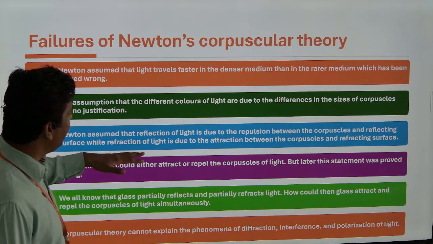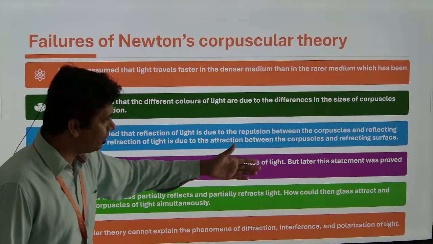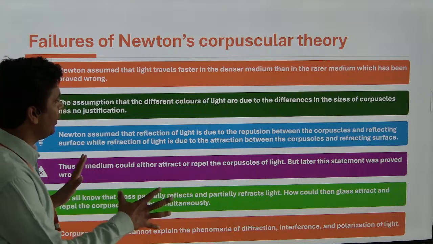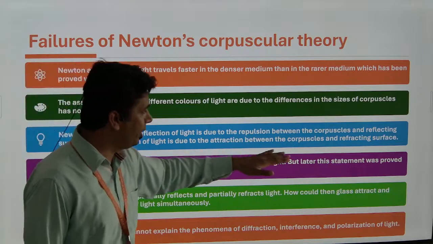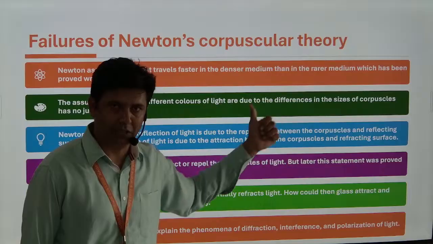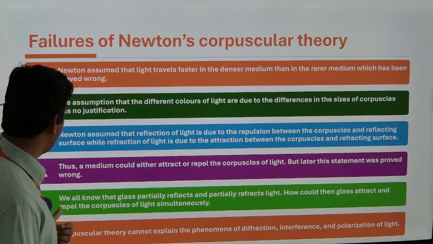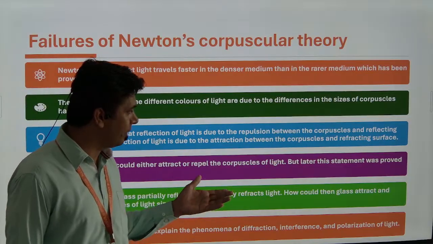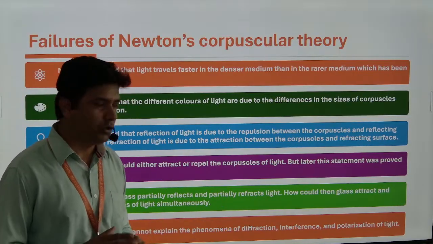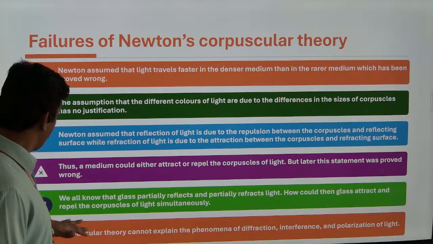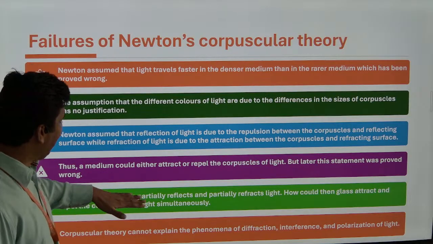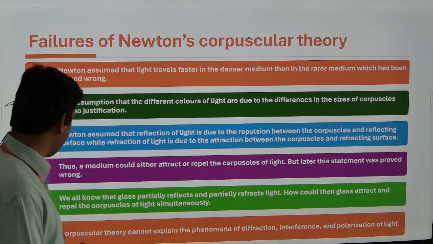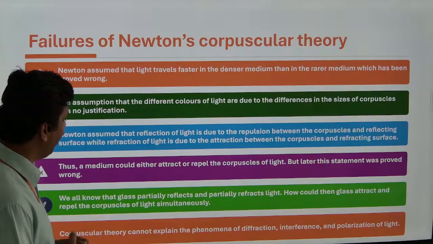Newton assumed that reflection of light is due to the repulsion between the corpuscles and the reflecting surface, while refraction of light is due to the attraction between the corpuscles and the refracting surface. So this is also one of the failures of this theory. Thus a medium could either attract or repel the corpuscles of light, but later this statement was also proved wrong. We all know that glass partially reflects and partially refracts light. How could glass then attract and repel the corpuscles of light simultaneously?